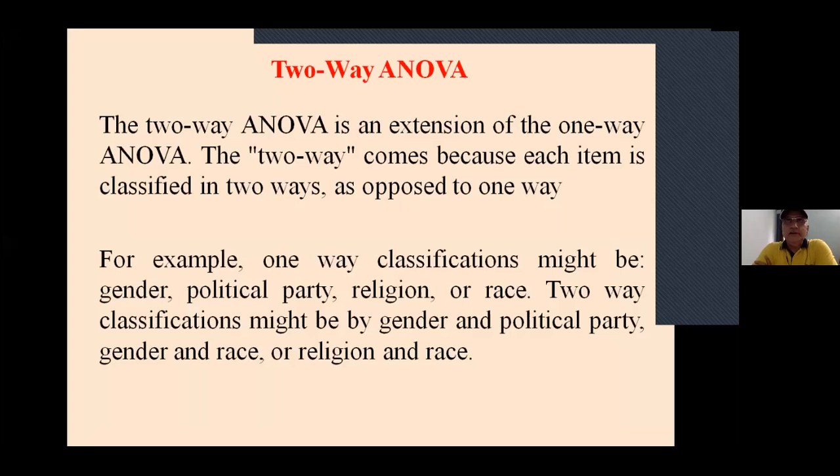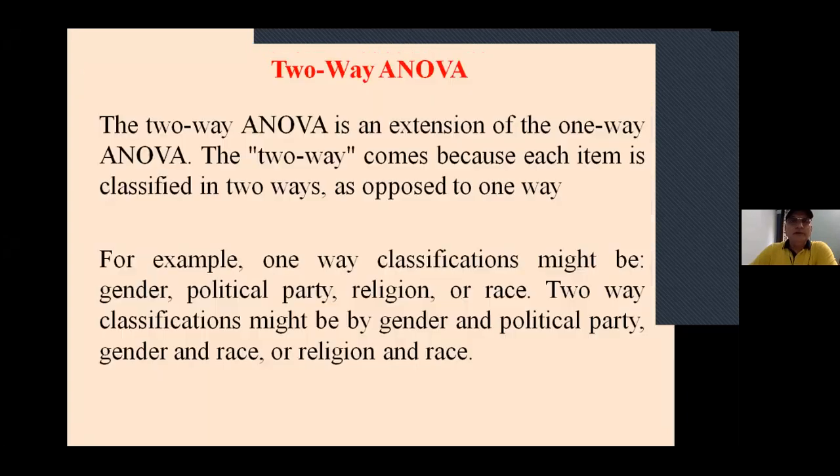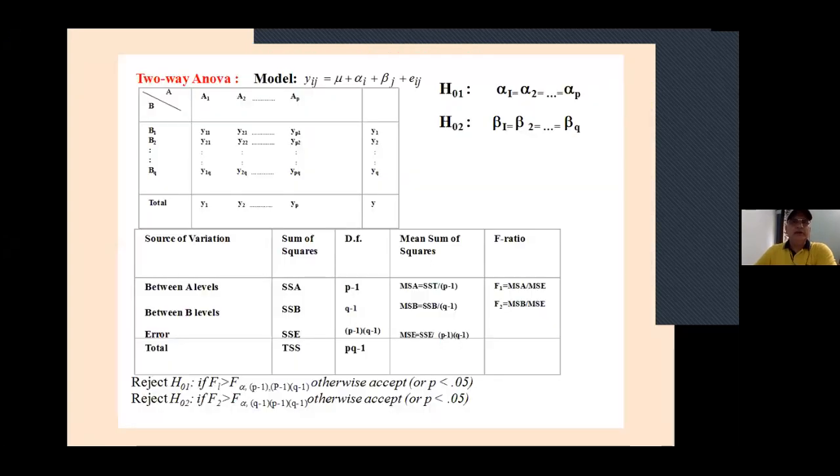As I mentioned, in one-way ANOVA, we are looking in one direction only. If you look at the table, there is a variation between the brands. We are looking into only brands. There is one factor. But if you go for a two-way ANOVA, we have a problem like this. Let me go through the table.